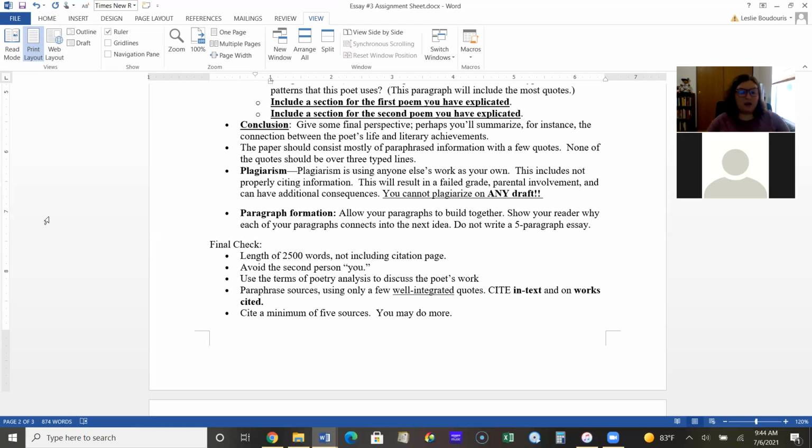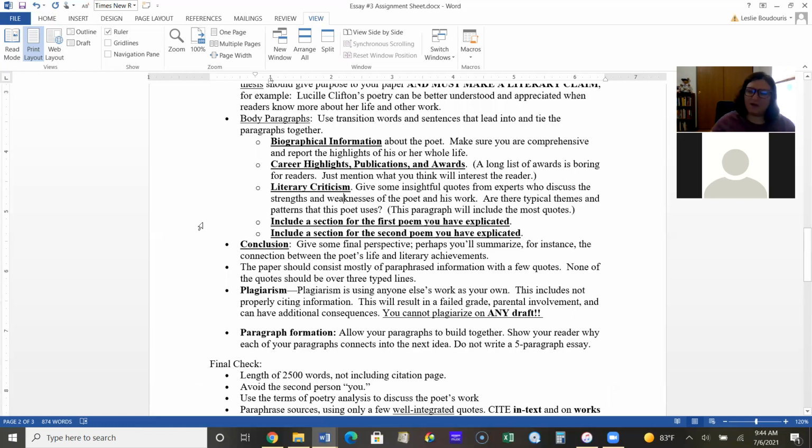Again, don't write a 5-paragraph essay. You'll have to find ways to connect your paragraphs together, which, if the entire paper is about the same poet, shouldn't be that difficult. Okay, it shouldn't be that hard. There should be some type of connection between the biographical information, their career, and the literary criticism, connecting those, and then building into the poems that you're analyzing.